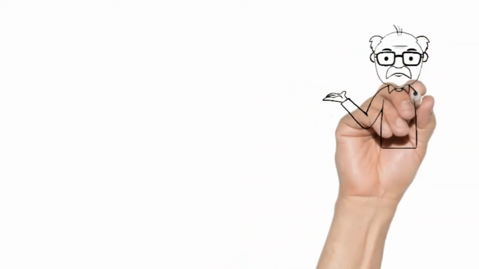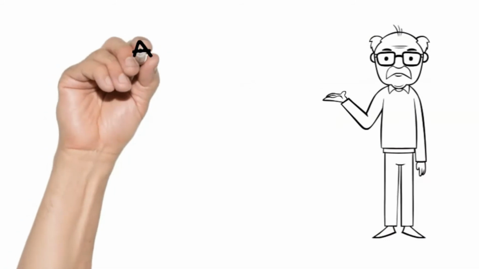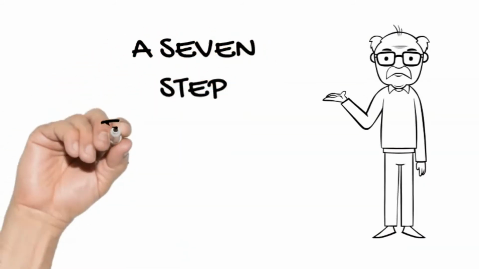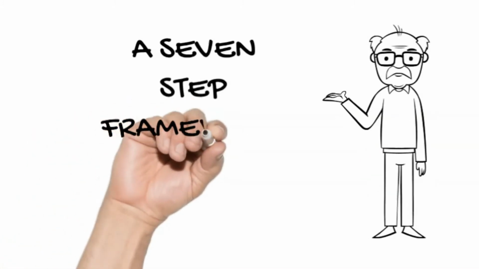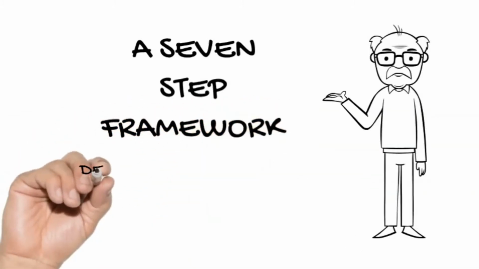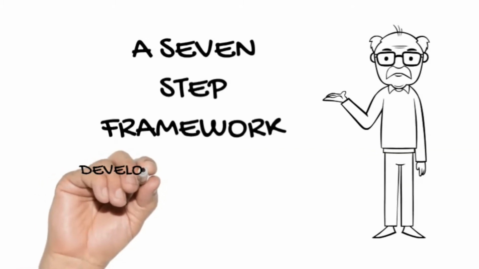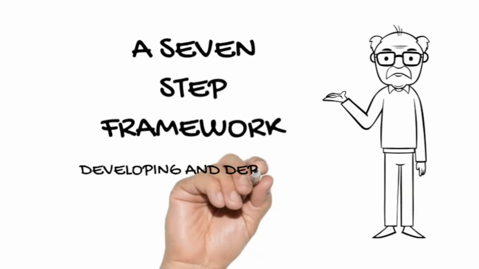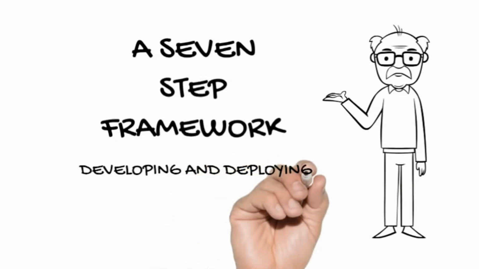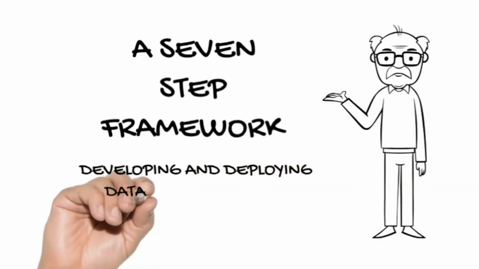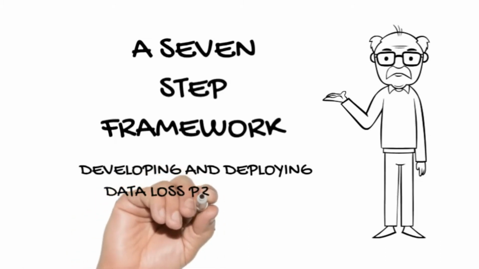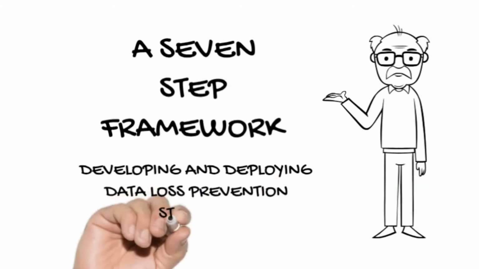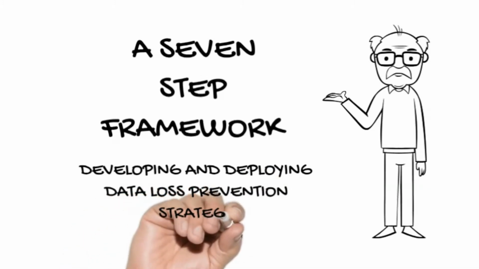Whenever endeavoring to produce a data loss prevention strategy, one needs a plan. Here's a 7-step framework for developing and deploying data loss prevention strategy. There are a number of fundamental activities that must occur when initiating a data loss prevention program. This framework produces general guidelines that your DLP strategy should follow. These requirements can only be used to help choose the right DLP solution for your organization.